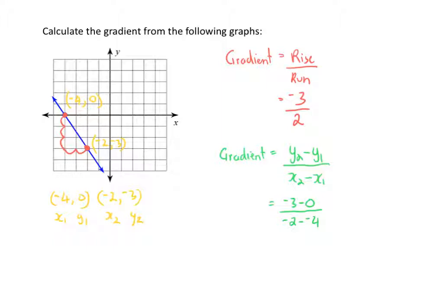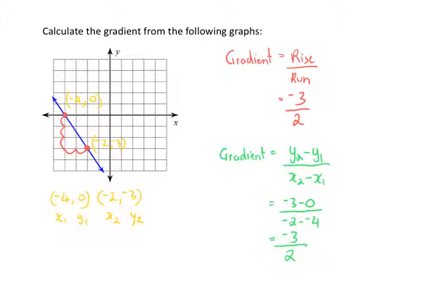-2 minus -4. So that's going to equal -3 minus 0 is -3. -2 minus -4 becomes -2 plus 4. So that's going to equal 2. So the gradient of the line using my second formula is -3/2.